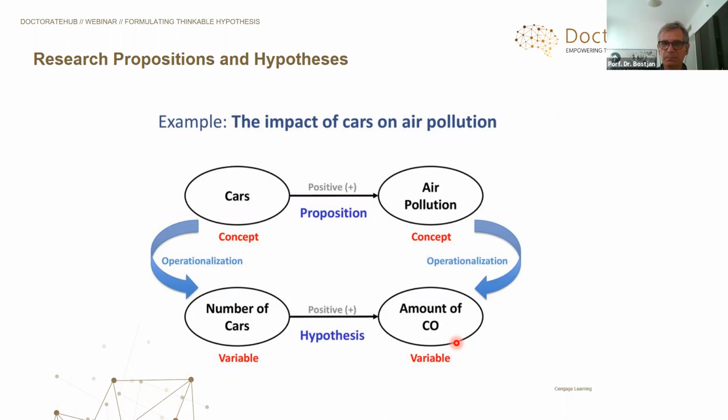And that is now the big difference. Here we are having a kind of a proposition with two concepts, and here we have two clear variables where we can measure the number of cars, we can measure actually the emission, that means the values in the air of CO, and based on that we can say, okay, it makes it true that the higher number of cars or the higher traffic will actually cause more CO in the air. Okay, is it kind of clear?